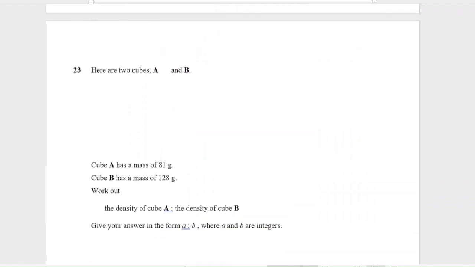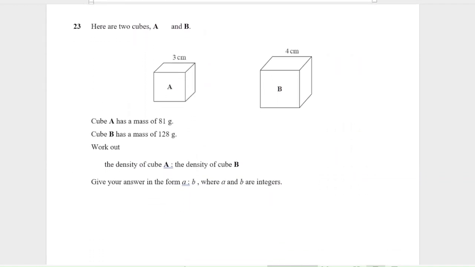Question 23. Here are 2 cubes, A and B. A has a mass of 81, B has a mass of 128. Work out the density of cube A to the density of cube B, giving your answer in the form A to B, where A and B are both integers. Okay, so density is equal to mass divided by volume. So I need the volumes of both of them. I'm going to leave them in index form.